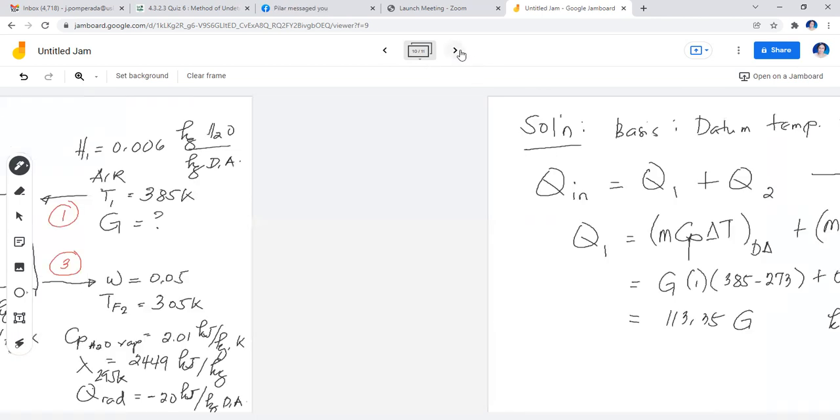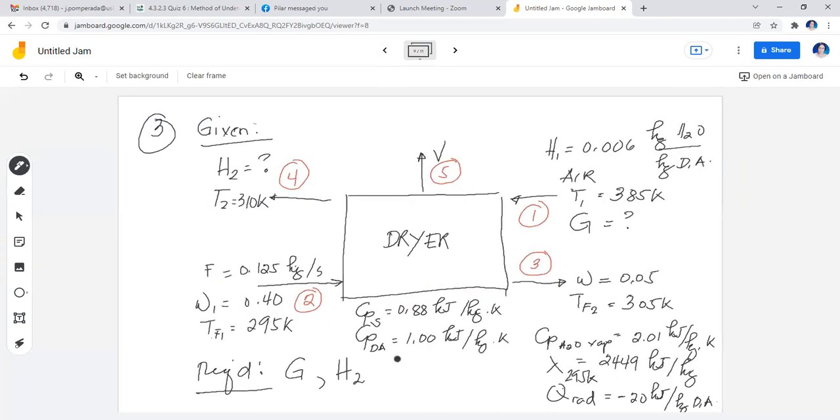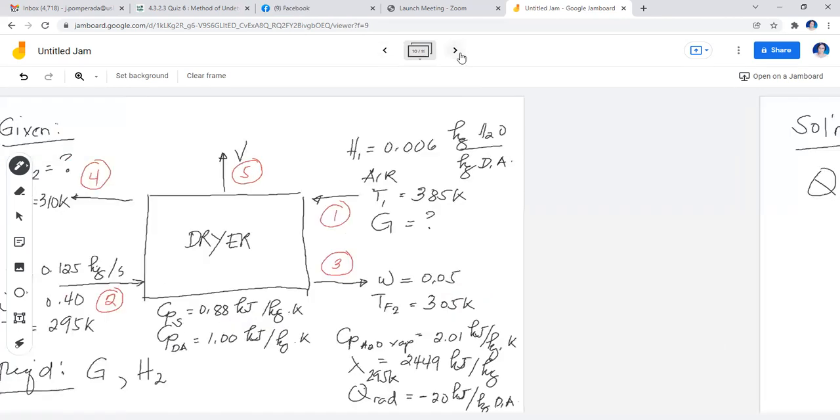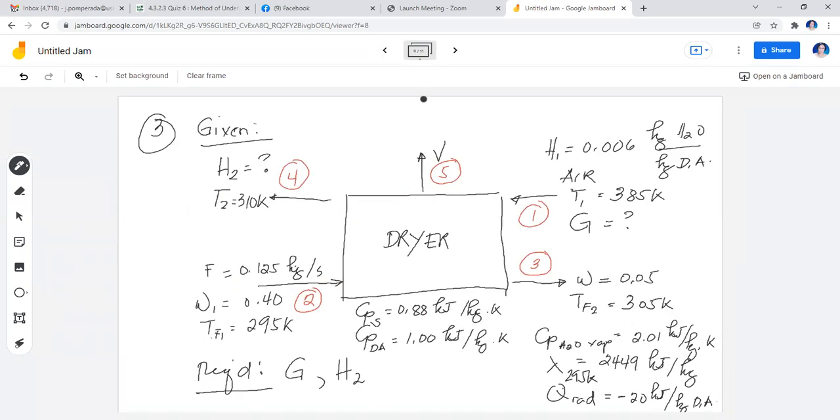So what would you do? Here you will have your feedstock, 0.125 kilograms per second. You multiply it with 0.6 because your moisture content is 40%. And then you multiply it with the Cp of the dry solid. What's the Cp of the dry solid? 0.88. So I have here 0.88. And the temperature of the feed, 295.